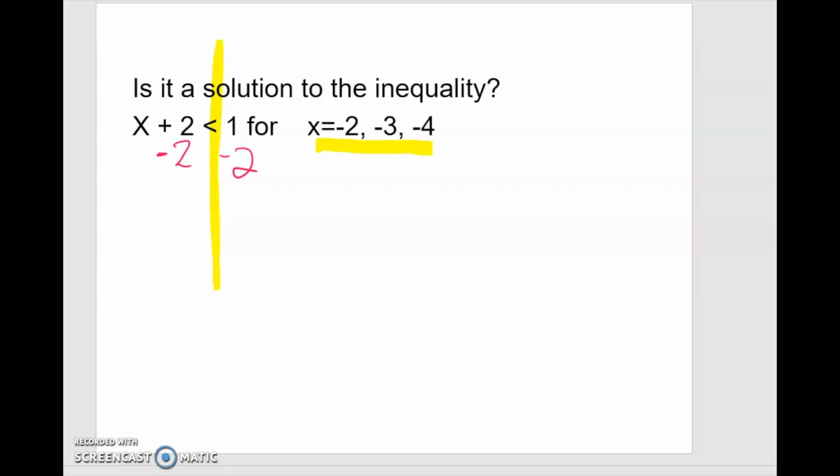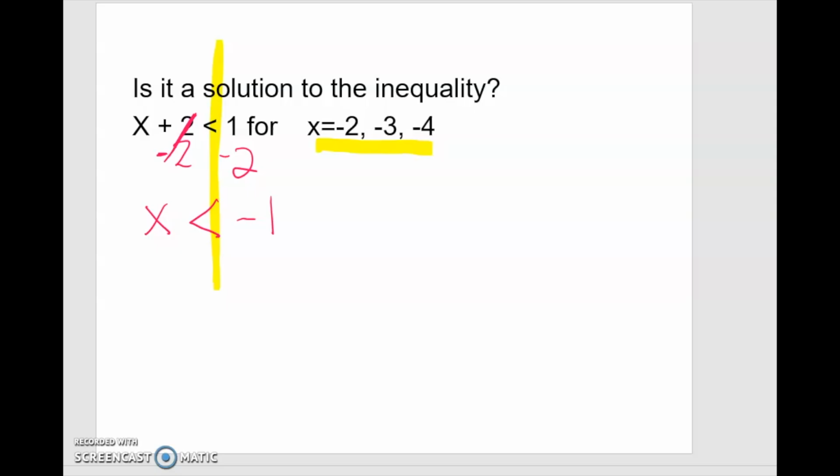on both sides. So a positive 2 and a negative 2, those are opposites, so those cancel out. So we have x, and 1 minus 2 is negative 1. Then we bring down our symbol. So this says x is less than negative 1. Okay, so that means x can be any number less than negative 1.